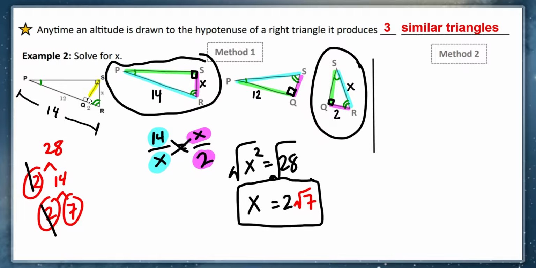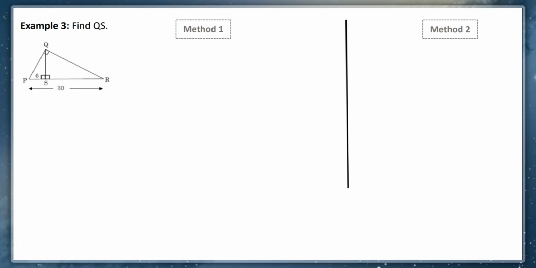Remember, altitudes make 90 degrees with the opposite side. When I have an altitude drawn to the hypotenuse like this, we do this process here, separating out the 3 triangles. So let's practice that with another example. If we look at example number 3, it says find QS.